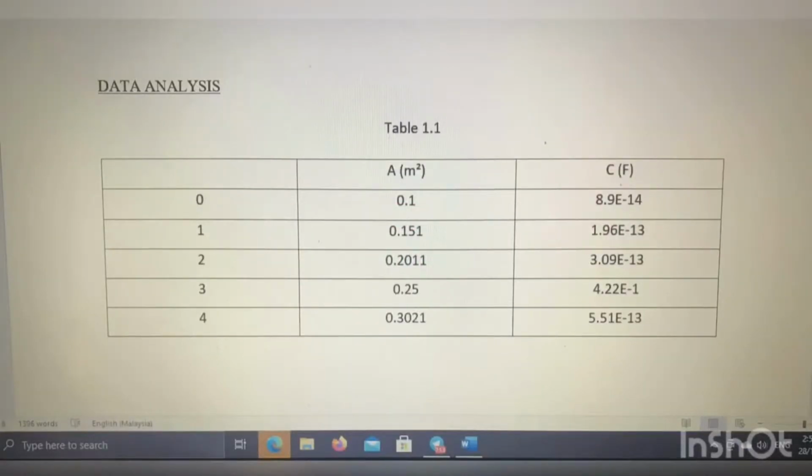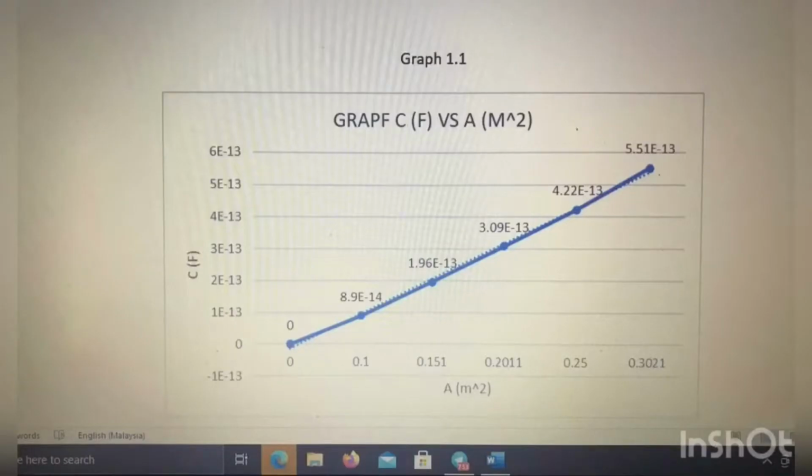This is the data analysis for the first part of the part 1 experiment, where we obtain the value of capacitance by increasing the plate's area A0. Here, the distance between the plates D0 is constant. As we increase the area of plates slowly, the value of capacitance increases. The relationship between capacitance and area had been expressed in this graph. This graph is directly proportional, where the capacitance increases as the area of the plates increases.